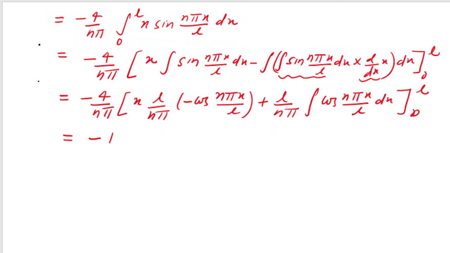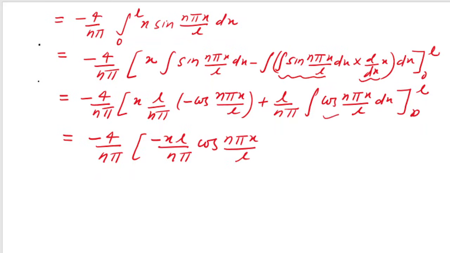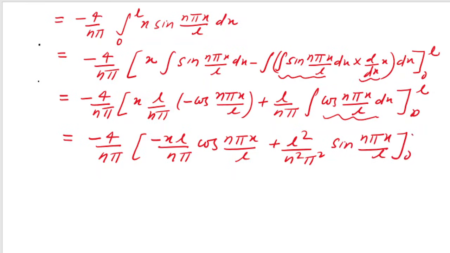So one more step, minus 4 by n pi, and here I will get minus xL by n pi cos(n pi x by L). Integration of cos is sine, and so I will get here L square by n square pi square sine(n pi x by L). I hope you got this, because if I integrate it, I will get sine(n pi x by L), and that I have to divide by n pi by L, so it will become L square by n square pi square. Now it's time to put the limit.